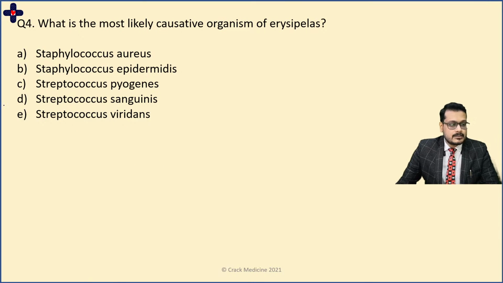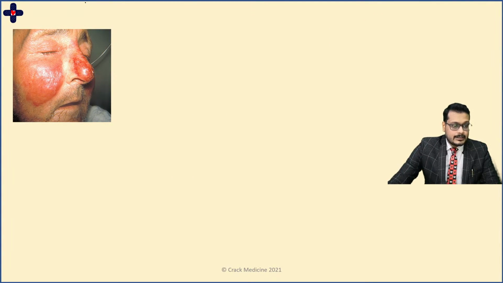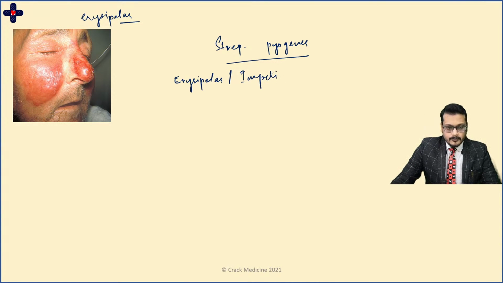Okay, so the correct answer to this one is C, that is Streptococcus pyogenes. This is how your erysipelas looks. Talking about Strep pyogenes, it not only causes erysipelas, but it also causes impetigo, and then you have cellulitis.